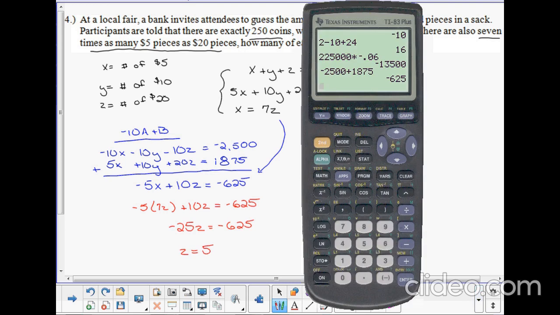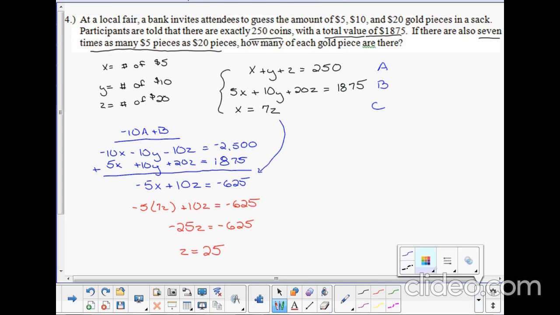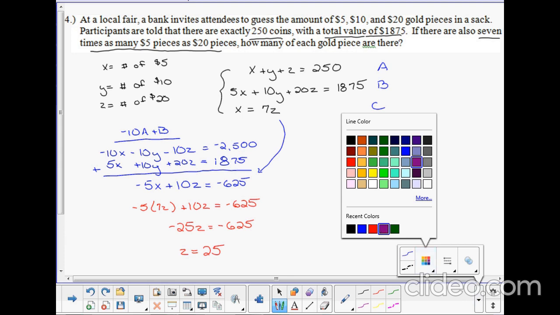Let me double check that just to make sure that's accurate. So 625 divided by, sorry, divided by 25 is 25. There we go. Good thing I didn't roll with that. Oh, silly mistakes. So it's always worth checking your answers there. So I've got an answer for z. z is 25.